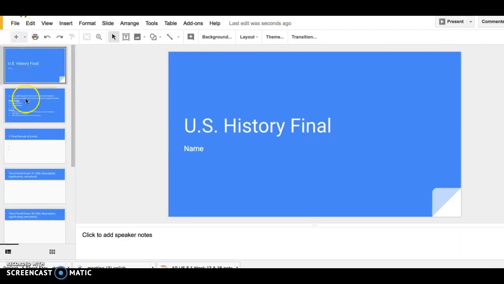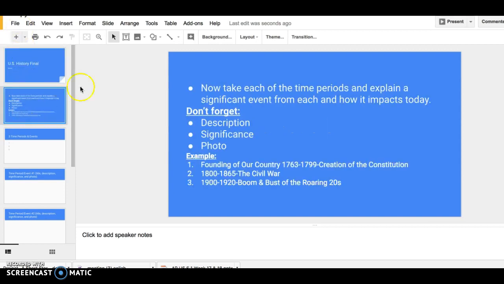For step 2, now you're looking at periods of time. So now take each of the time periods and explain a significant event from each and how it impacts us today. So a time period is not just an event. I'm getting some students who just write about one event, and they think that if they write about 3 different events, like just the Civil War, or just the Roaring Twenties, or just Prohibition, that would be a period of time. But I'm looking for more of a time period.